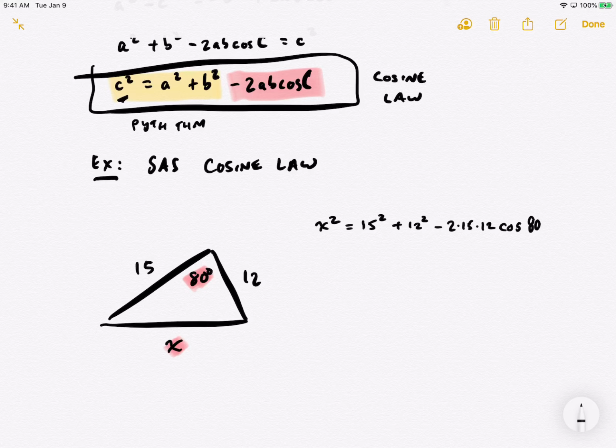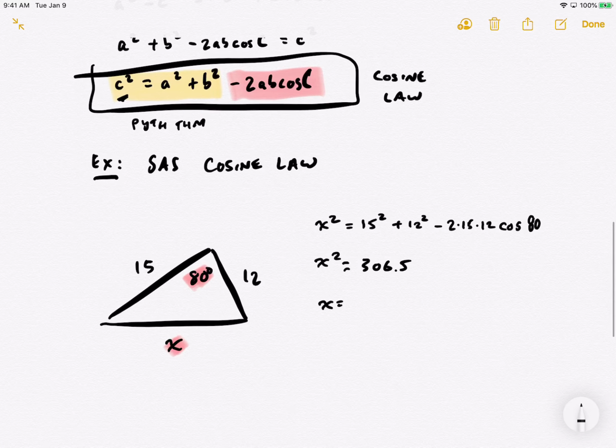cosine of 80. So then that means that x squared is equal to, if you work out the details here, 2 times 15 times 12, and making sure you're in degree mode, you get that x squared is equal to 306.5, and probably the third most common mistake is forgetting to take a square root. You get that x is equal to 17.5. So then using that x, I could then use the law of sines to go back and figure out the angles if I like, and I could fully complete the triangle.